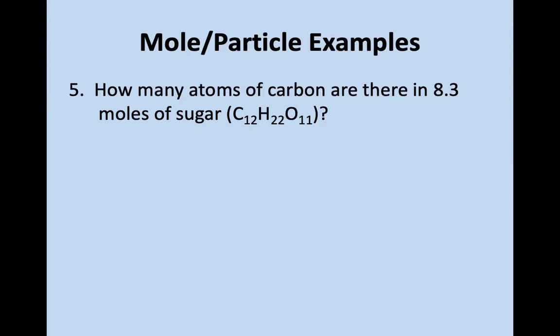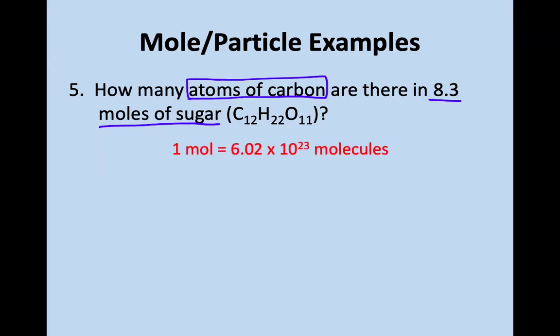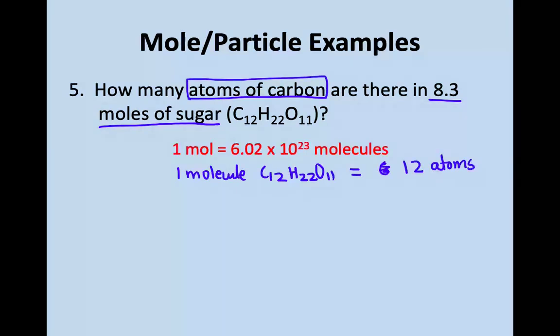Let's look at the last question. How many atoms of carbon are there in 8.3 moles of sugar? Sugar is a covalent compound, therefore we would use this relationship. 1 mole is equal to 6.02 times 10 to the power of 23 molecules. But the question is not asking us to calculate molecules. It is asking us to calculate how many carbon atoms are there in 8.3 moles of sugar. Now we need to use another relationship to get our answer. 1 molecule of C12H22O11 has 12 atoms of carbon.